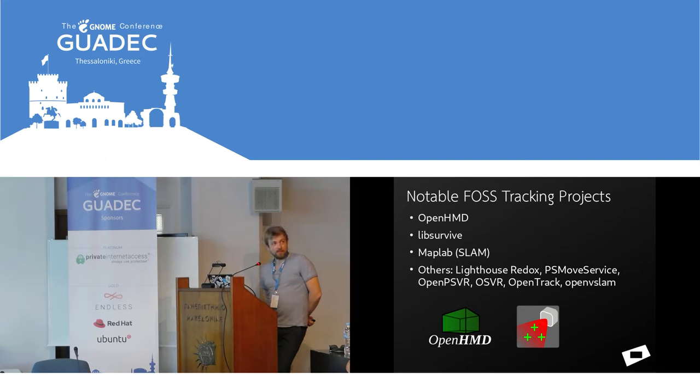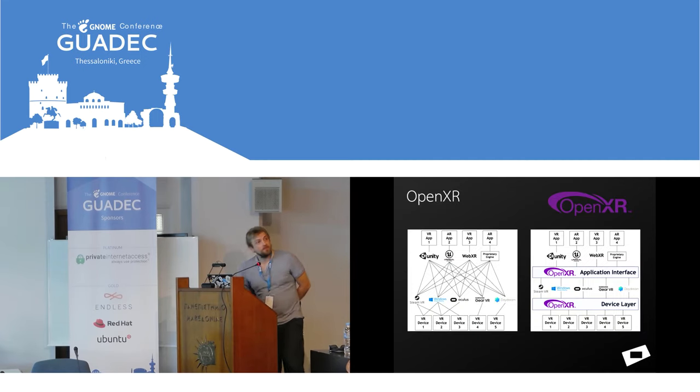For example, MapLab is a SLAM implementation. It's, I guess, BSD licensed, and works with several kinds of sensors. So there are many SLAM implementations from robotics that we can also use in XR. Another development which was very interesting in XR is the specification of the Khronos standard.